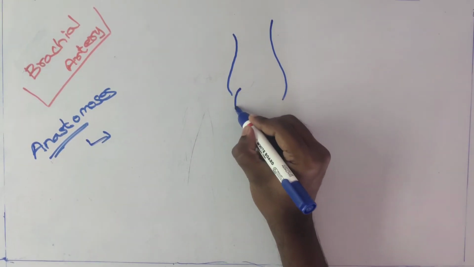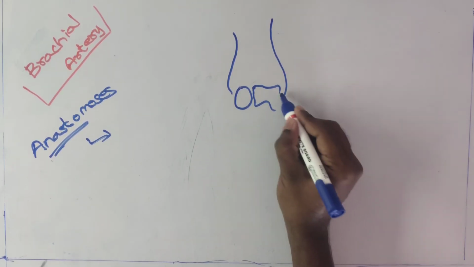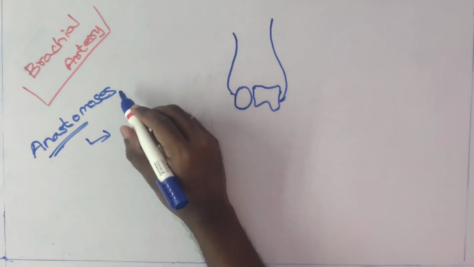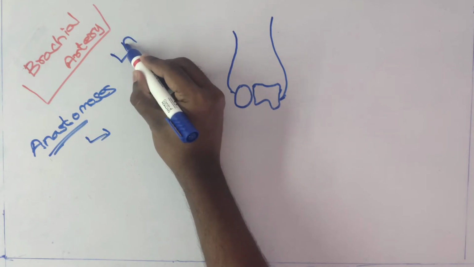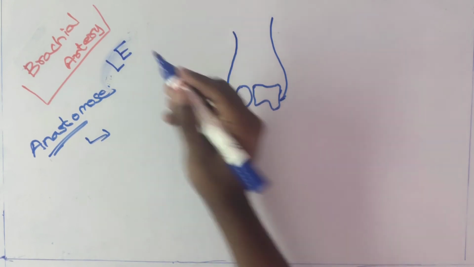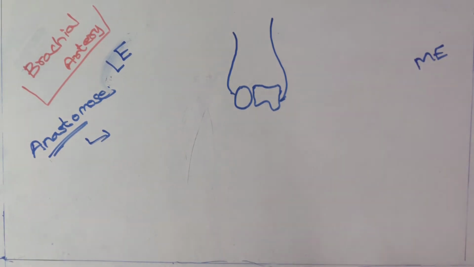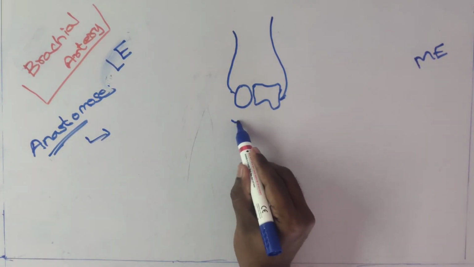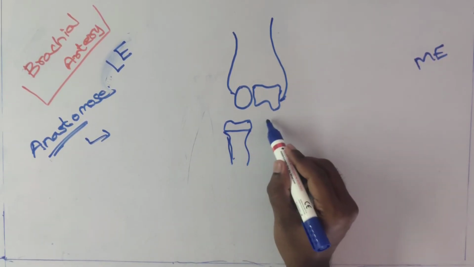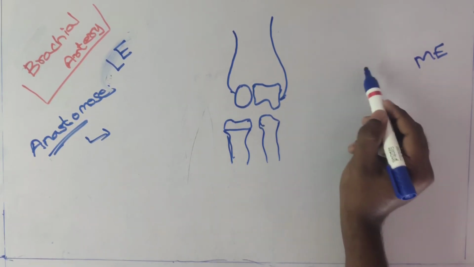This is the humerus. It is the lateral epicondyle. See, this side is lateral epicondyle, and this side is called the medial epicondyle. This is the lower end of the humerus, and here are the head of the radius and the neck of the radius, and here we can see the ulna bone. Okay, this is the elbow joint.